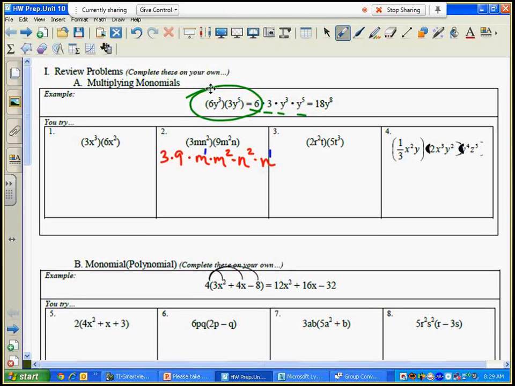So let's do the normal numbers. 3 times 9 is 27. Then we've got m to the first times m to the second, so that's m times m times m. That's m to the third. And then we have n to the second times n to the first, that's n to the third.